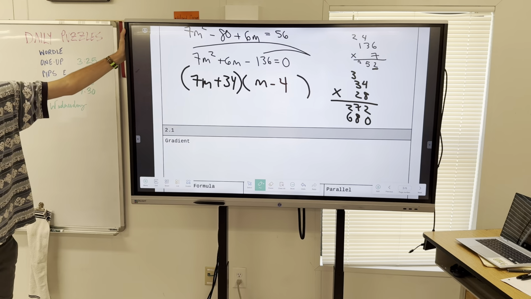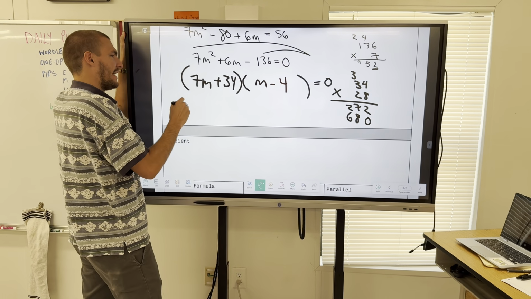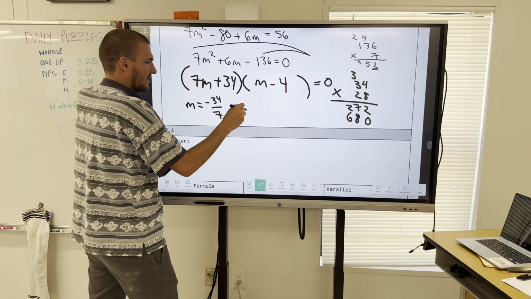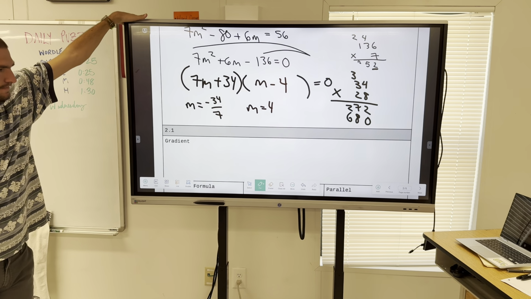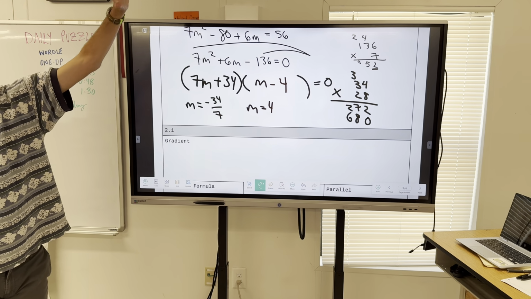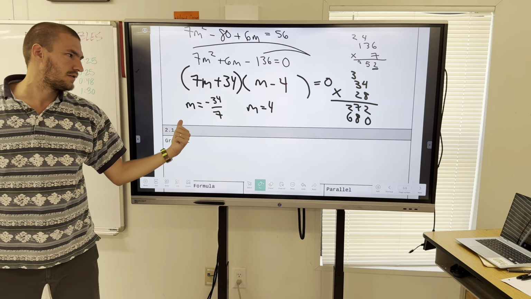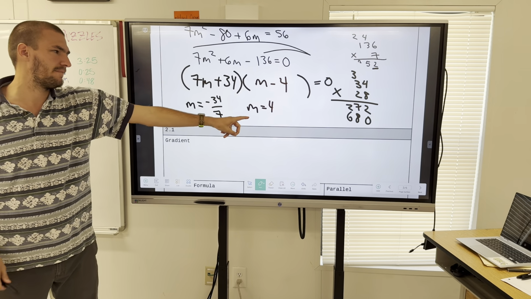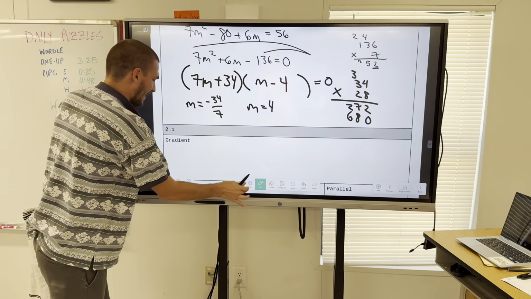We now have 2 answers. The first answer is m is negative 34 over 7. And the second answer is m is 4. So what's going on now is we've got a U shape and we've got a line, and how many times do they cross? Twice. We have 2 possible answers. One of them is 4. Thank God, because that doesn't seem that bad.